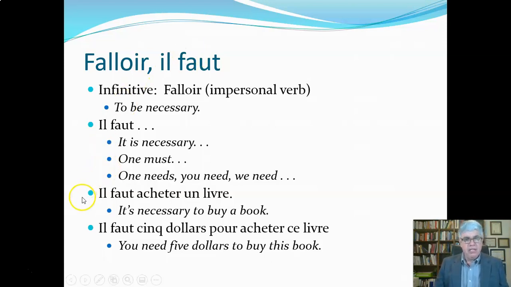For example, il faut acheter un livre. So we can translate that as it's necessary to buy, acheter un livre, a book. Il faut $5 pour acheter ce livre. So literally it says it is necessary $5 to buy this book. We could smooth that out to you need $5 to buy this book. Il faut $5, you need $5.